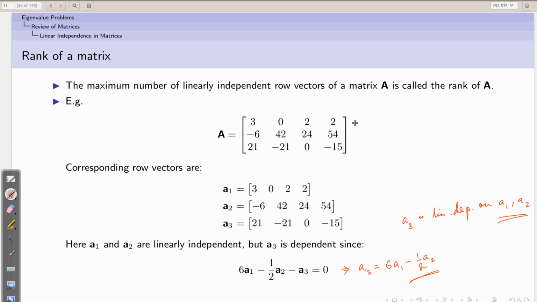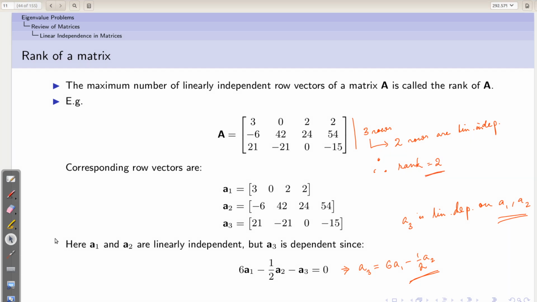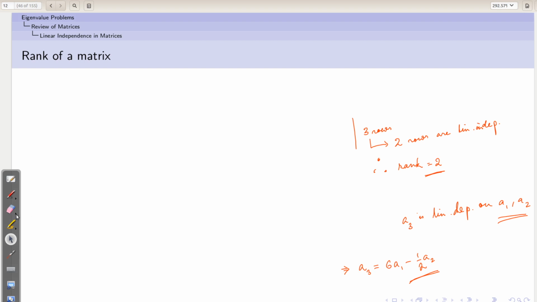So in this matrix, even though there are three rows, out of these 3 rows, only 2 rows are linearly independent, that is row number 1 and row number 2. So therefore for this matrix, its rank will be equal to 2. That will be its rank. This is how you find out the rank of a matrix. So here in this case, rank is equal to 2.